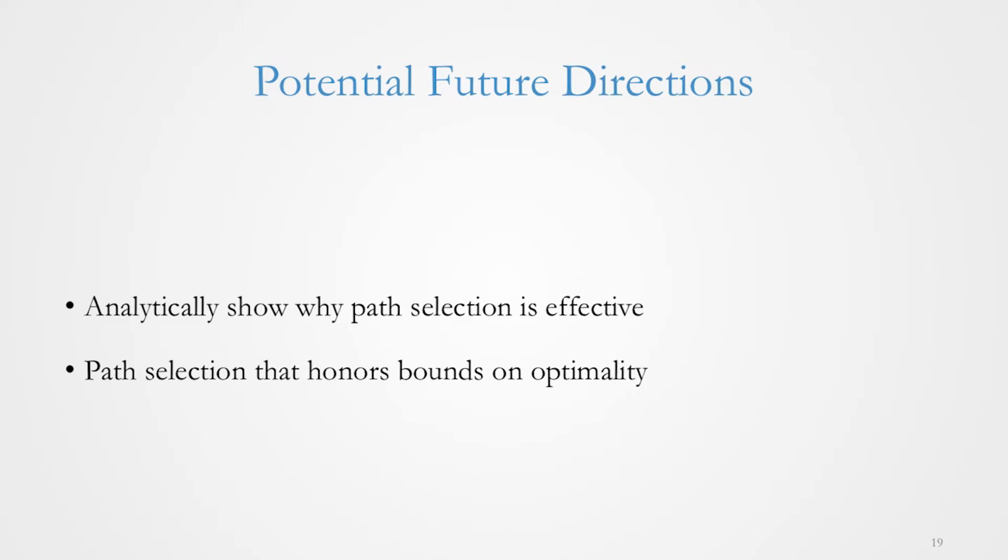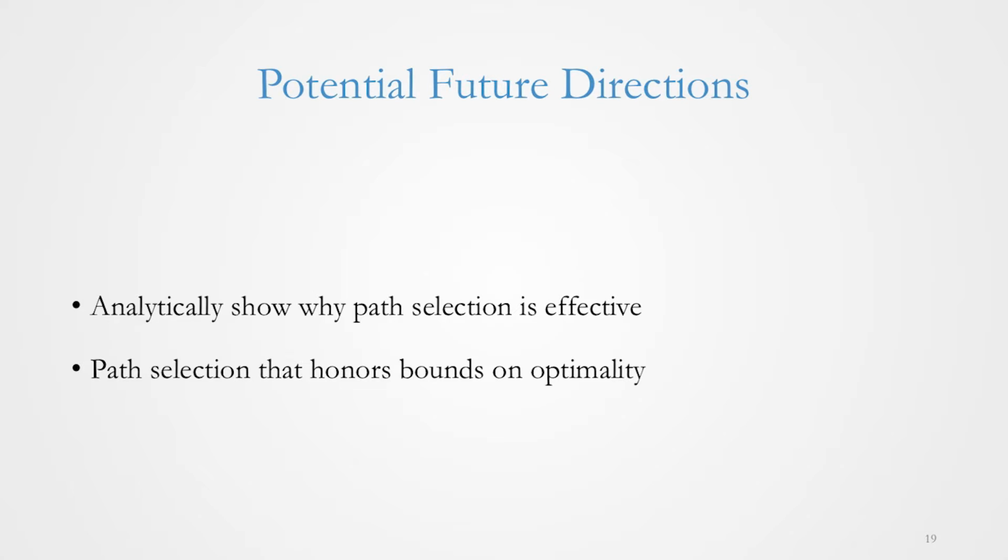All right, I don't have a lot of time, so let me just go straight to the potential future directions, right? There is some work left to do here, especially from the theoretical side. We would like to analytically show why path selection is effective, right? At this point, we've said, OK, let's throw away a lot of paths and just keep some. And I didn't even tell you how we keep some. There are 2 strategies. They're very, very complicated. Shortest path and random path, right?